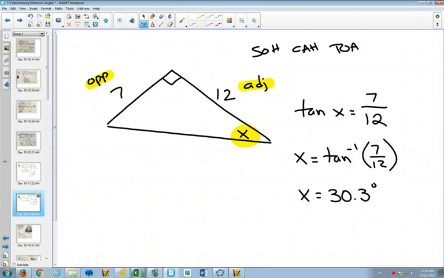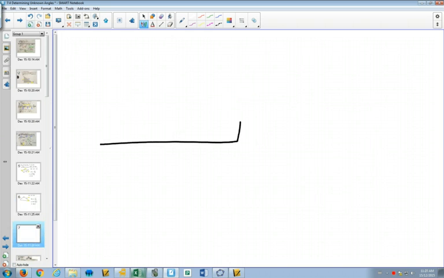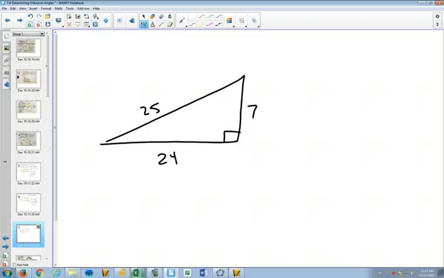We'll do one more. So here we have our angle. Let's highlight that one. Let's label our sides. What's 24? Opposite. 7? Adjacent. 25? Hypotenuse. This time we labeled all three sides because we knew all three sides.